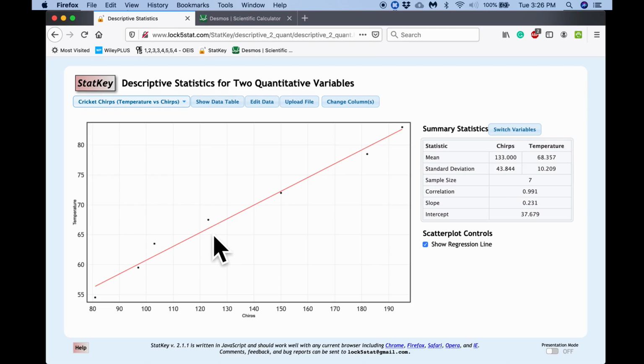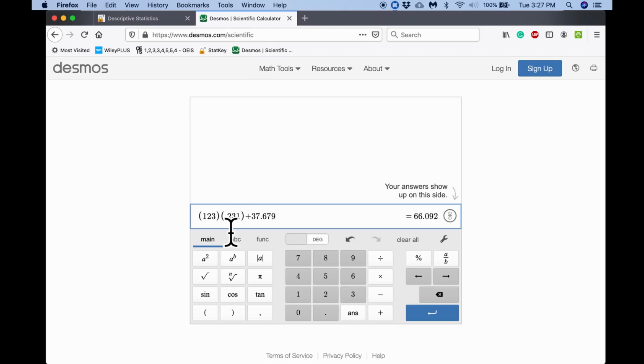We've got the 123 chirps, we've got the actual temperature, and we've got the predicted temperature. Now we want to calculate the residual. That's fairly easy to do. Let me give myself a new line here. All I have to do is take the actual temperature, so we always go actual first, minus predicted, and it's still here for us to see, 66.092. And the residual is over here. It's 1.408. So we're off by 1.408 degrees.